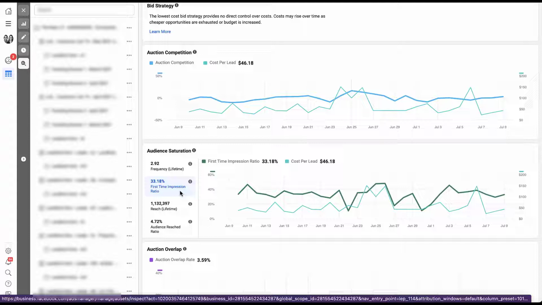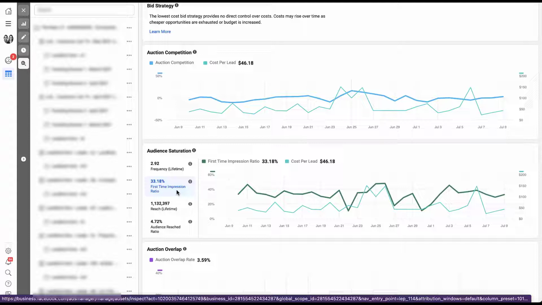And we do see a little bit of an increase in new user ratio during that time where we had higher costs. But again, it's still mostly in line with what the first time impression ratio has been on average. So I wouldn't necessarily say that that was the cause of those rising costs during that late June period either.